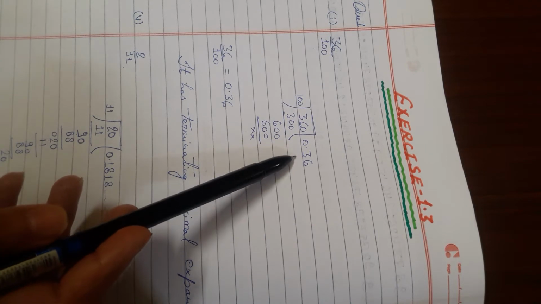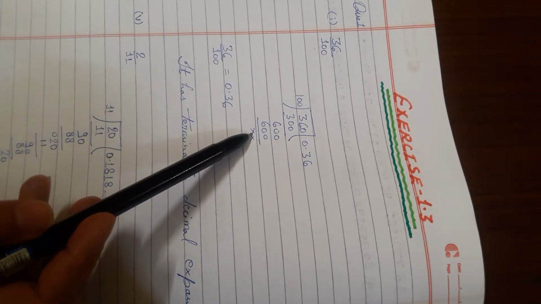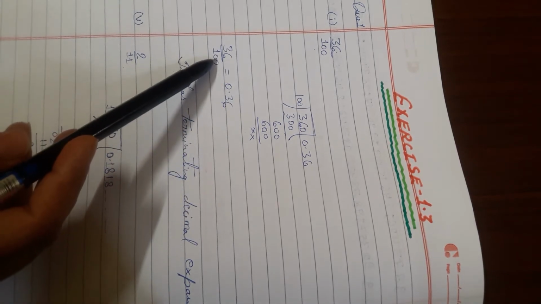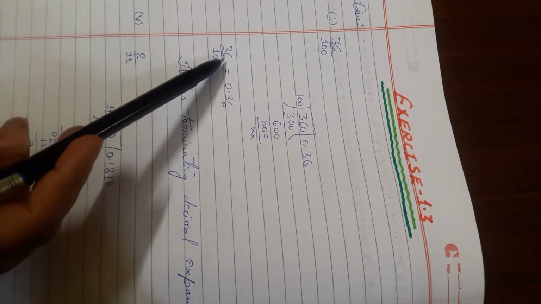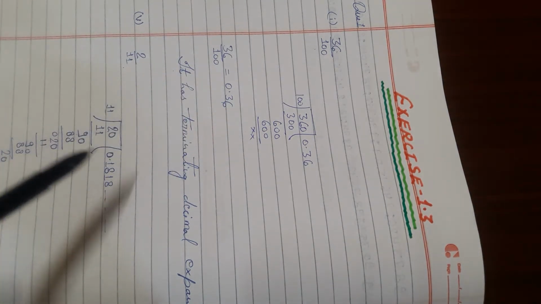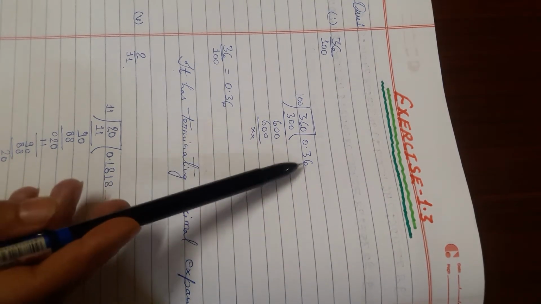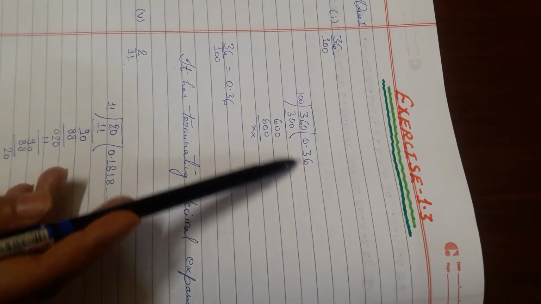It means which kind of decimal is it? It is terminating because the remainder has become 0 here. So in decimal form we can write 36 upon 100 is equal to 0.36, and it has a terminating decimal expansion because the decimal has 0 here and it has terminated.